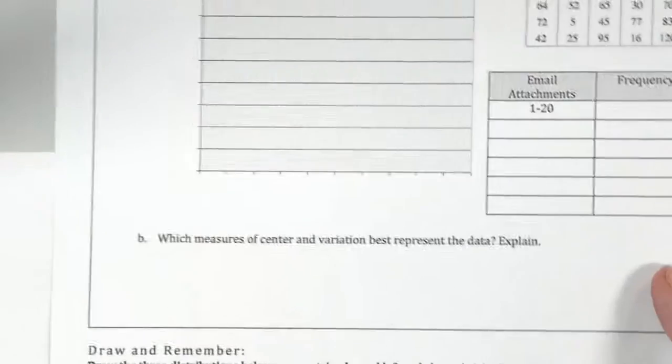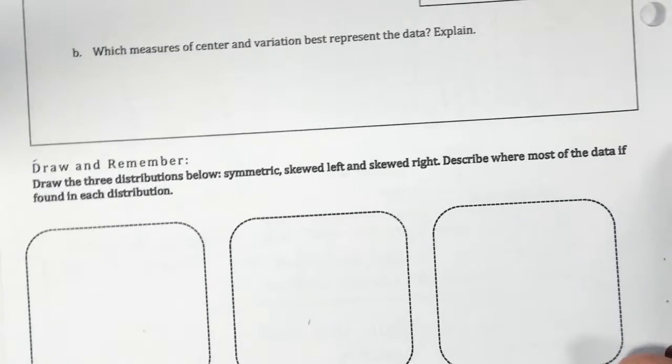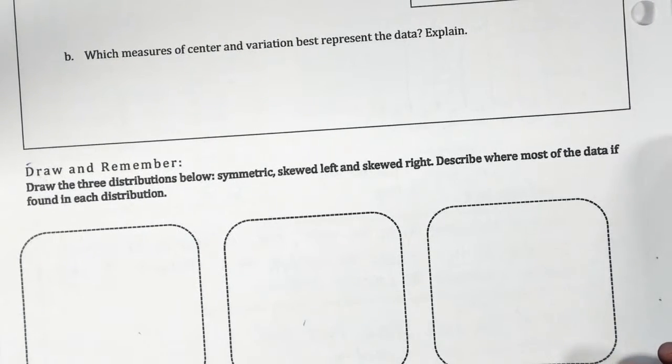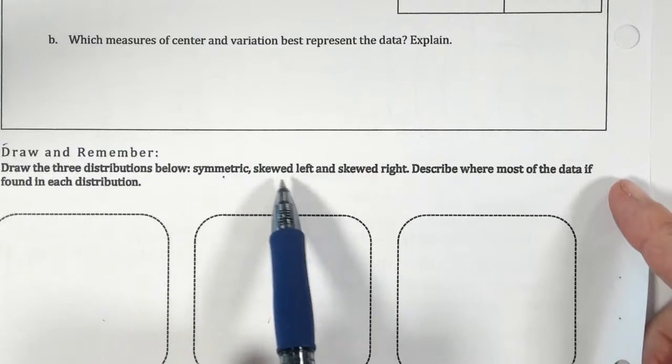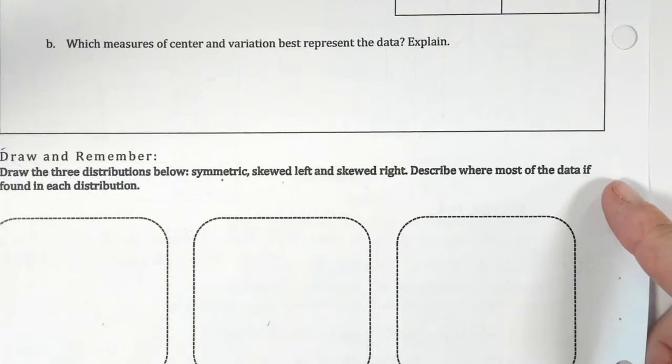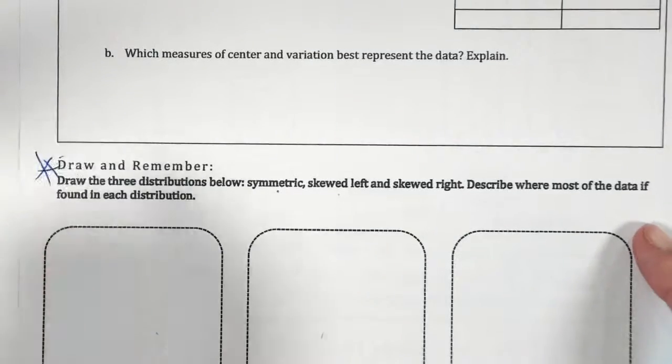So now what I'd like you to do is flip it over, and I would like you to do number 2 on your own. And then I'd like you to draw the 3 histograms showing something that's symmetric, something that's skewed left, and something that's skewed right. And go ahead and do those, and then double check on Canvas to see if you've got them right.